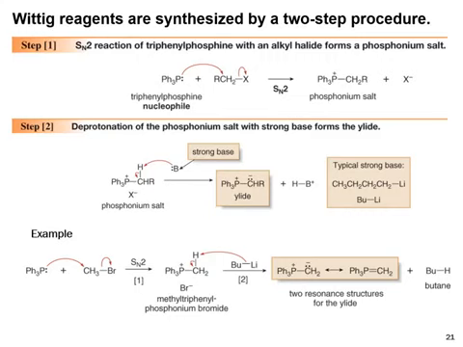This is the preparation step of the Wittig reagent. You can see the triphenylphosphine reacts with an alkyl halide and gives a phosphonium salt. And this phosphonium salt, in the presence of a strong base, loses a proton and gives the ylide. The typical strong base is butyllithium. This is an example of the preparation of the Wittig reagent.